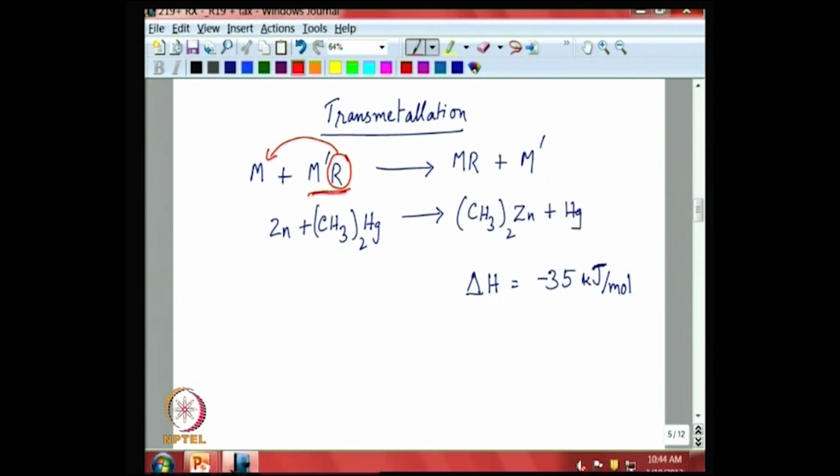Once again, for a transmetallation reaction, you should have the thermodynamics right, and in the example that I have given here, you are transferring the metal from mercury to zinc, and because the zinc methyl bond is stronger, you have this reaction going from left to right, and dimethyl zinc is formed in this process. And mercury is usually eliminated as liquid mercury, which comes out from the reaction and can be easily removed, and you can have very pure dimethyl zinc in this reaction.